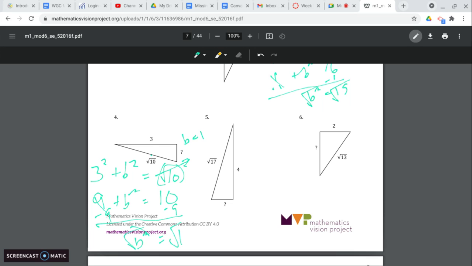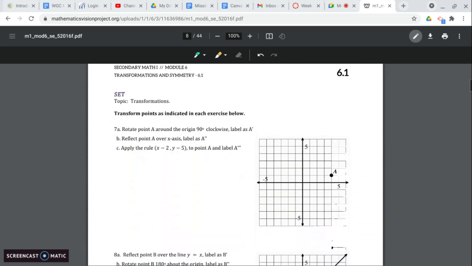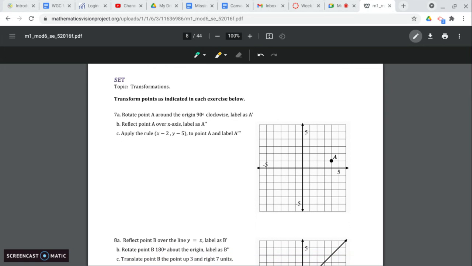So that's what 4, 5, and 6 are going to be like. You're going to be looking at canceling out the root when you square it. So your number is just going to be exactly what's underneath there, that you'll subtract the other leg squared value from. Okay? All right. The next part, transformations.